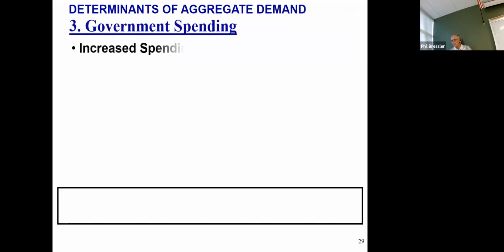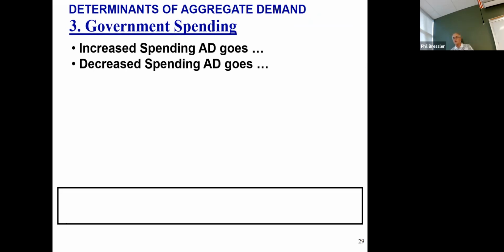All right. Government spending. Increased government spending, aggregate demand goes right. Decreased, aggregate demand goes left. Remember, government spending is fiscal policy. So fiscal policy is government spending and taxes. So increased government spending, aggregate demand goes right. Decrease, it goes left.